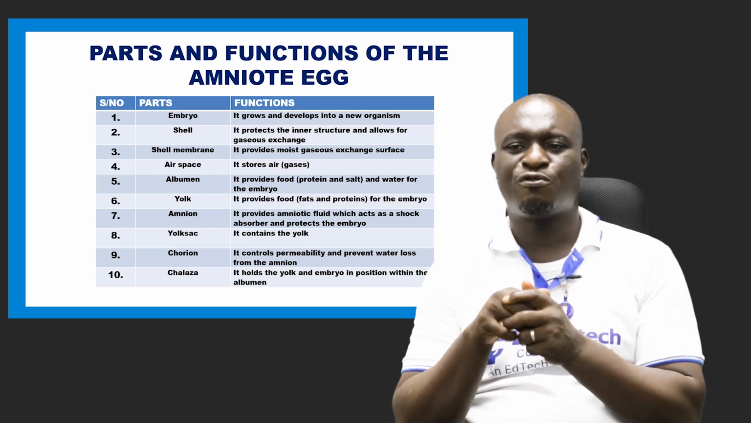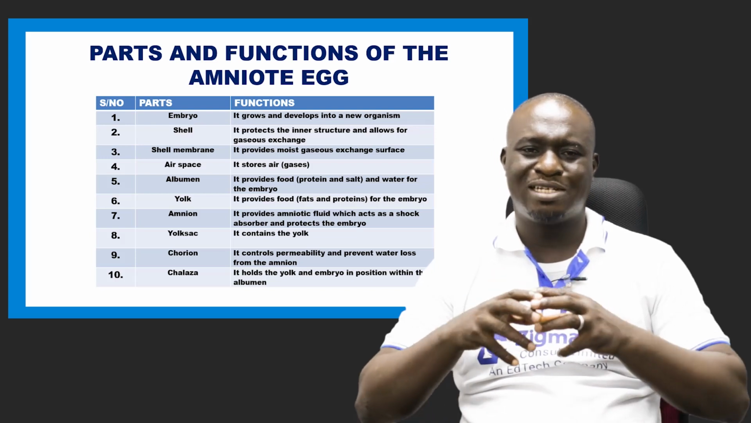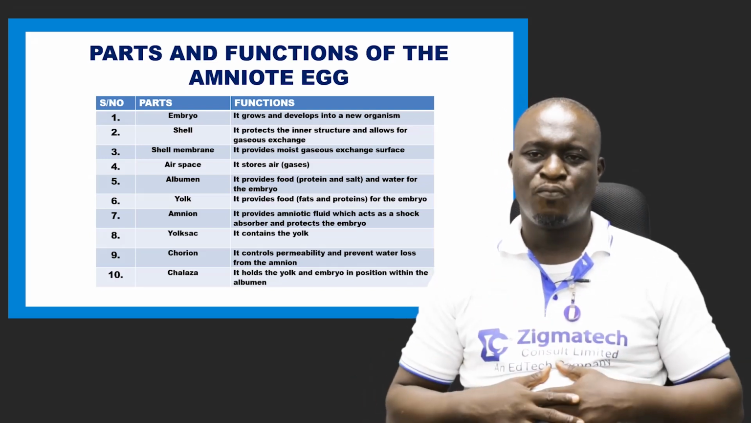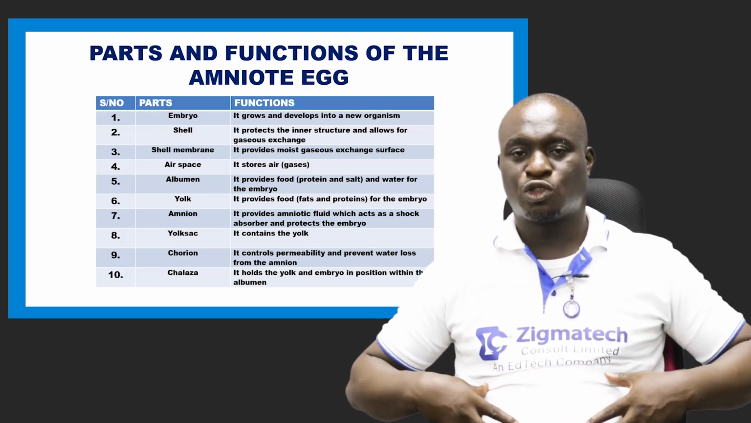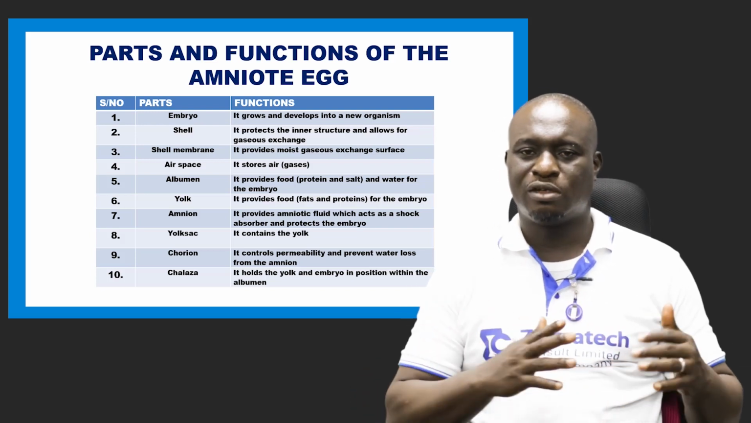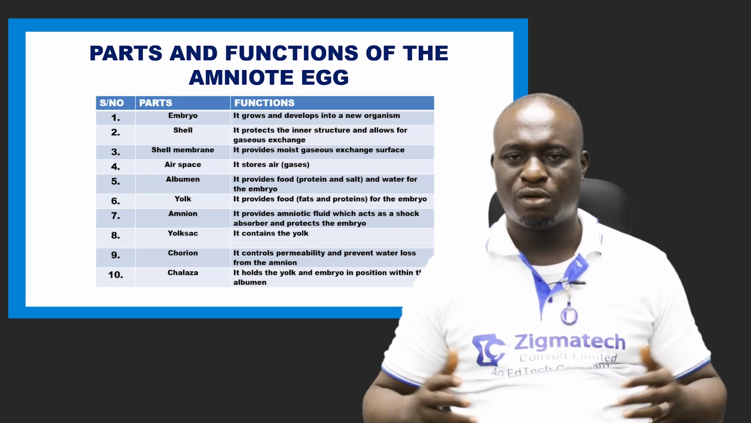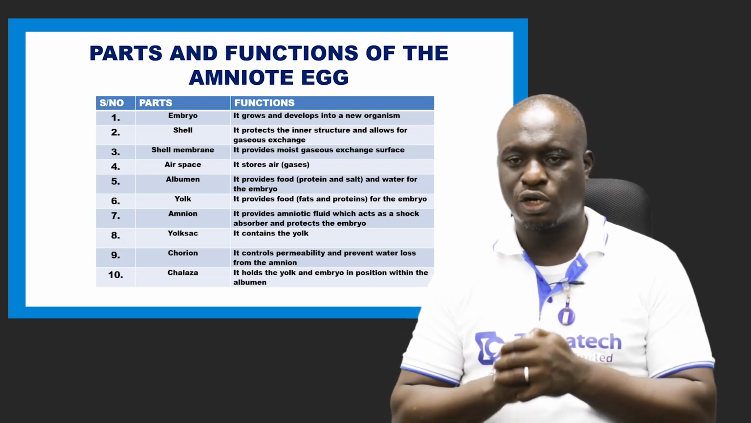And the amniotic fluid acts as what we call a shock absorber and hence protects the embryo. Also in humans, the uterus also has the amnion in which the fetus can move around, and it also helps to prevent what? Shock. Okay, so shock absorber.